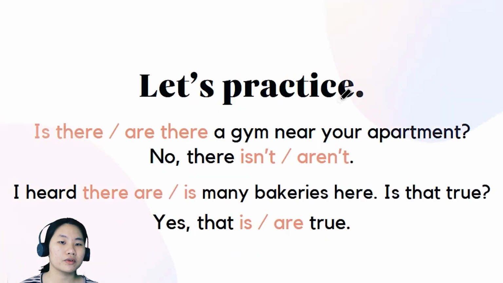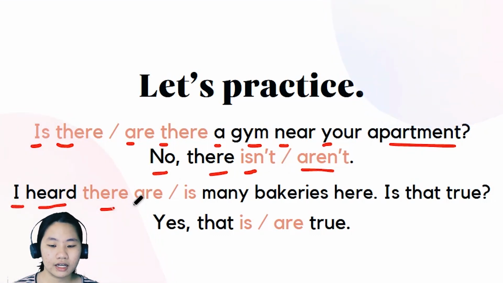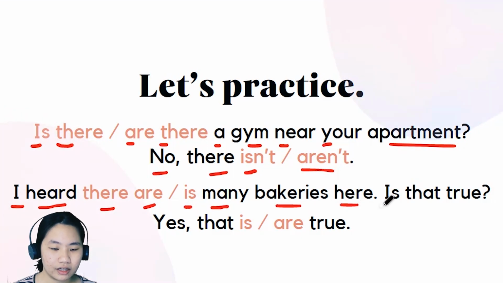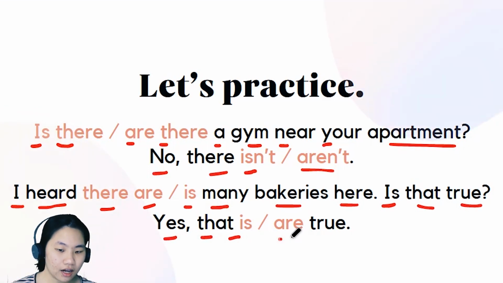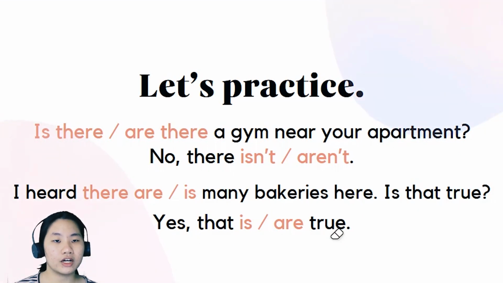Okay, since we've done our review, let's do a little bit of practice before we move on to the quiz. Is there or aren't there a gym near your apartment? No, there isn't or aren't. I heard there are or is many bakeries here. Is that true? Yes, that is or are true. Okay. Once again, please feel free to pause and figure it out on your own. I'll be checking your answers very shortly.